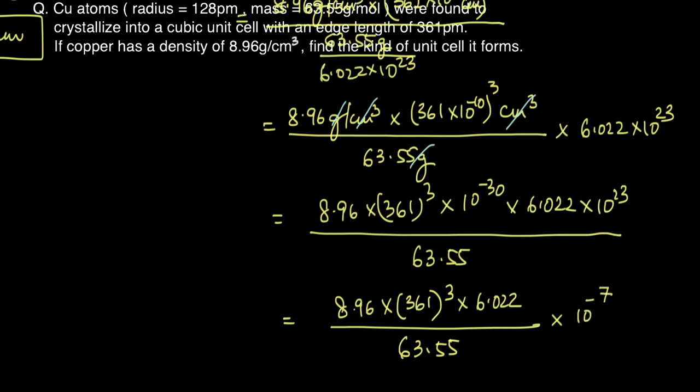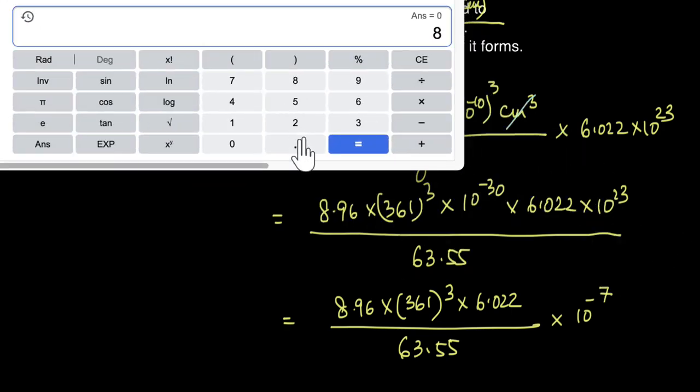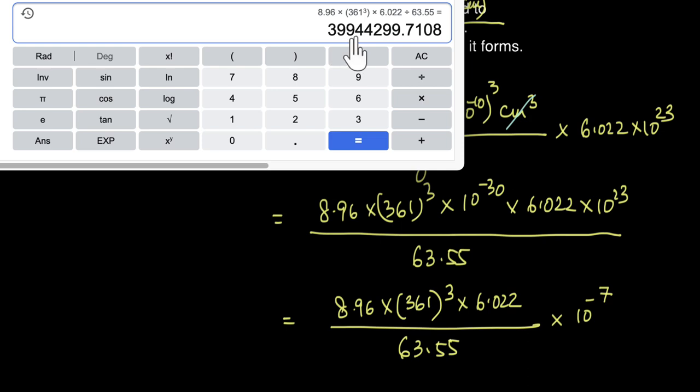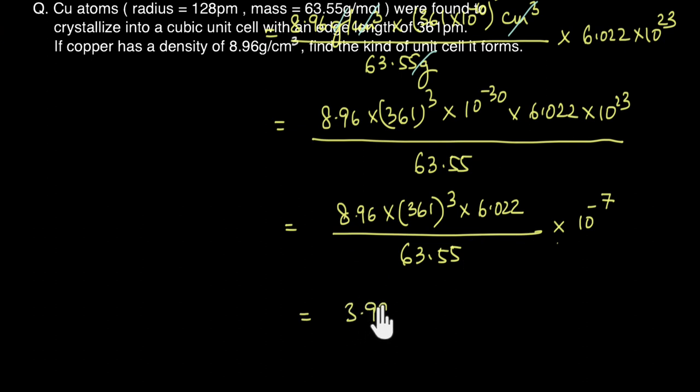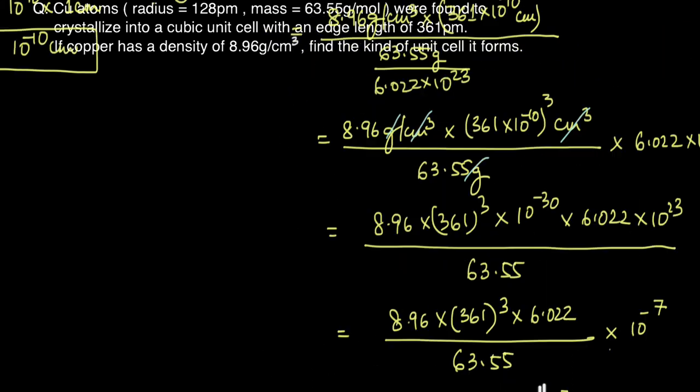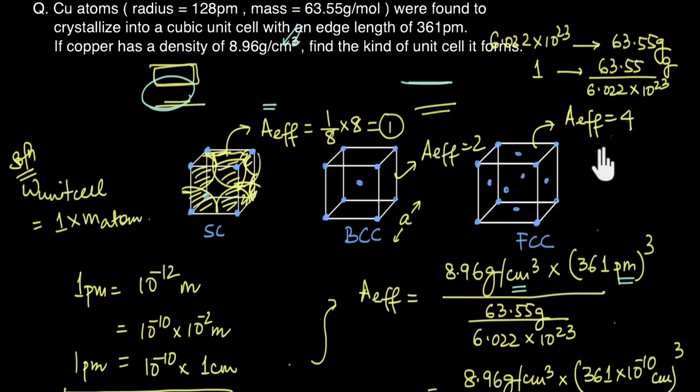So if I do the calculation out here, let me bring up my calculator. 8.96 into 361 cube into 6.022 divided by 63.55. This can be written as 3.99 into 10 to the power 1, 2, 3, 4, 5, 6, 7. So this is 3.99 into 10 to the power 7 into 10 to the power minus 7, right? So the A effective comes out to be equal to 4. So because the A effective of an FCC unit cell is 4, the unit cell that is formed is FCC.